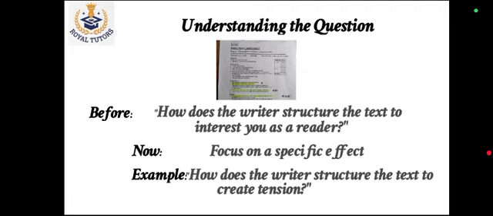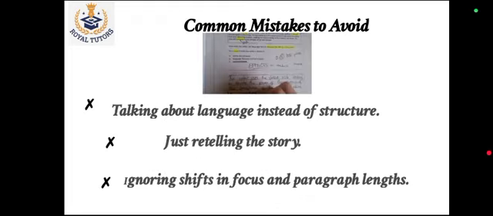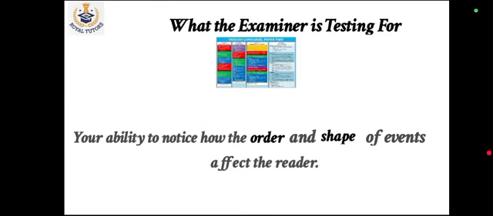But now it is focused on a specific effect, and it is, how does the writer structure the text to create tension or any other effect? Common mistakes to avoid: talking about language instead of structure, just retelling the story, ignoring shifts in focus and paragraph length. What the examiner is testing for: your ability to notice how the order and shape of events affects the reader.